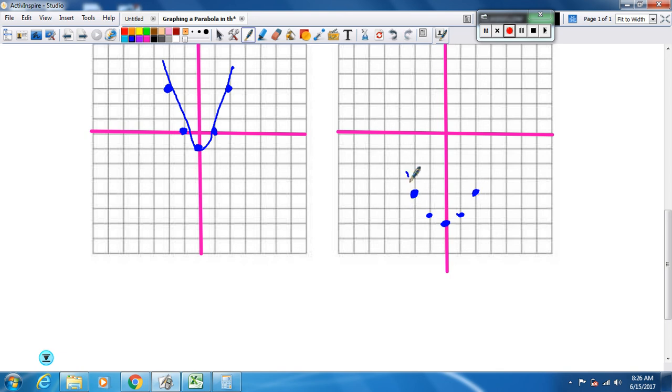And you have your U. Try not to make it a V. I know with my board it's hard to make it a U, but if you make it a V, that's an absolute value equation. So you want to try to make it a U, just like that. Okay, the next one.